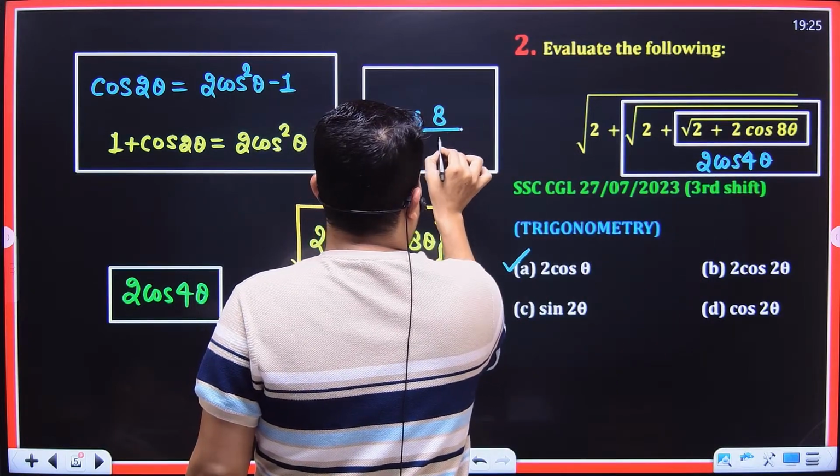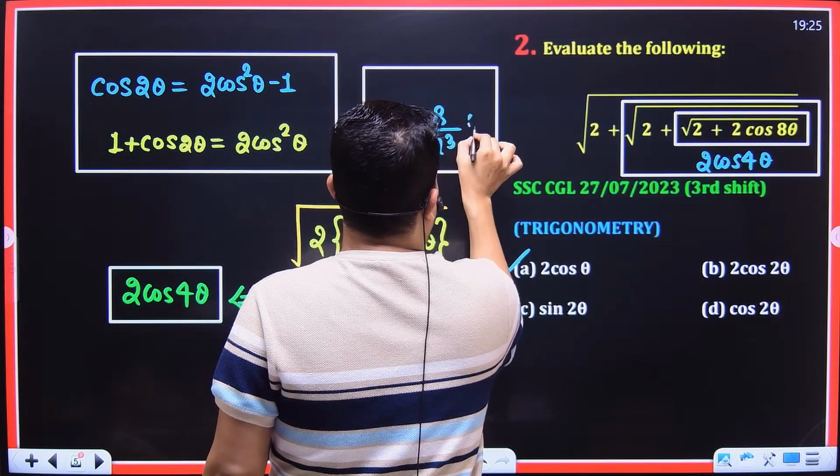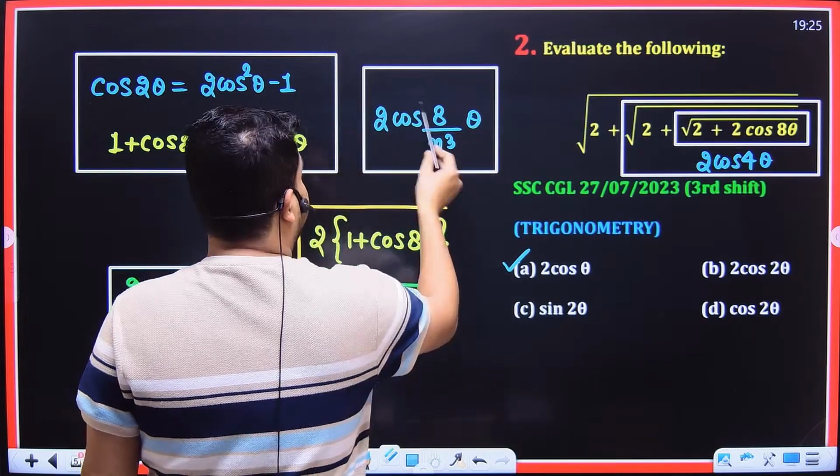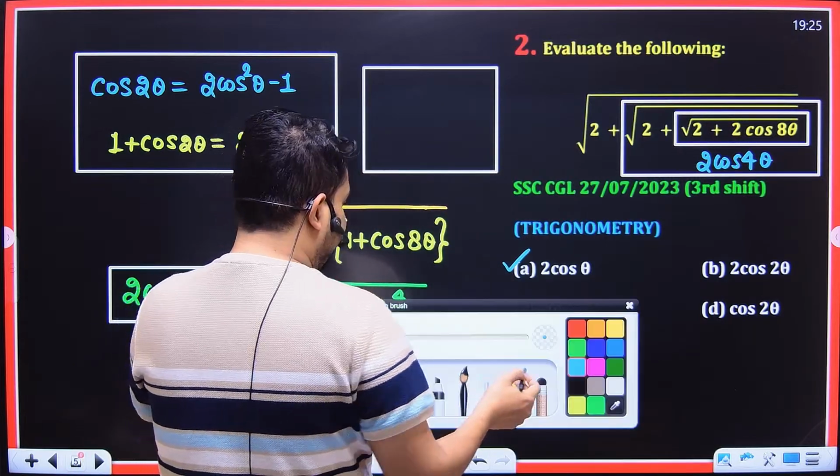8 upon n cube theta. So I am writing it in a generalized form.